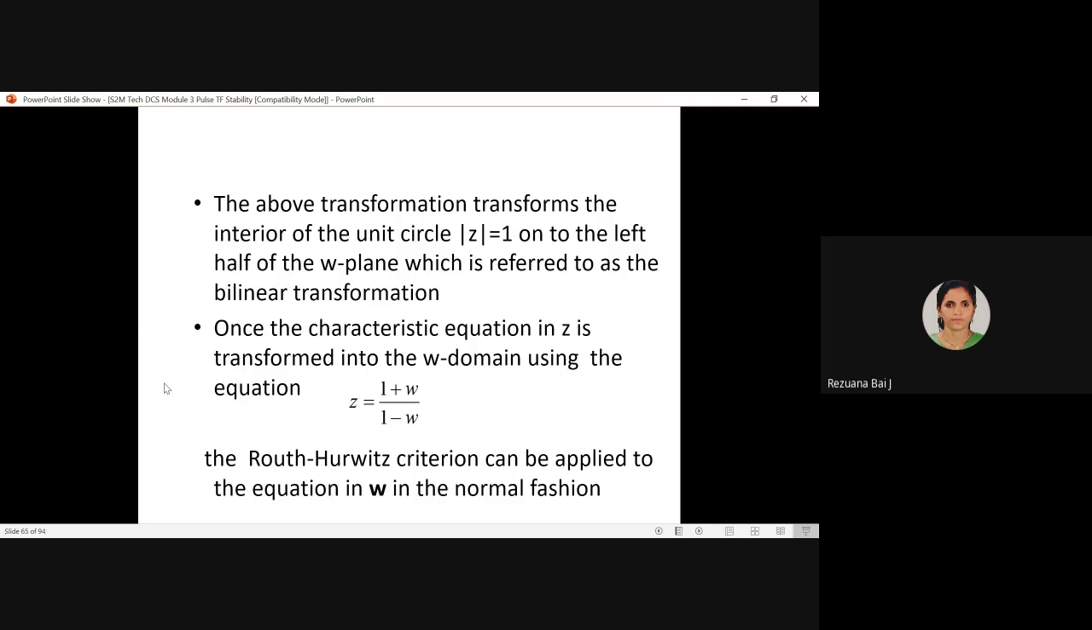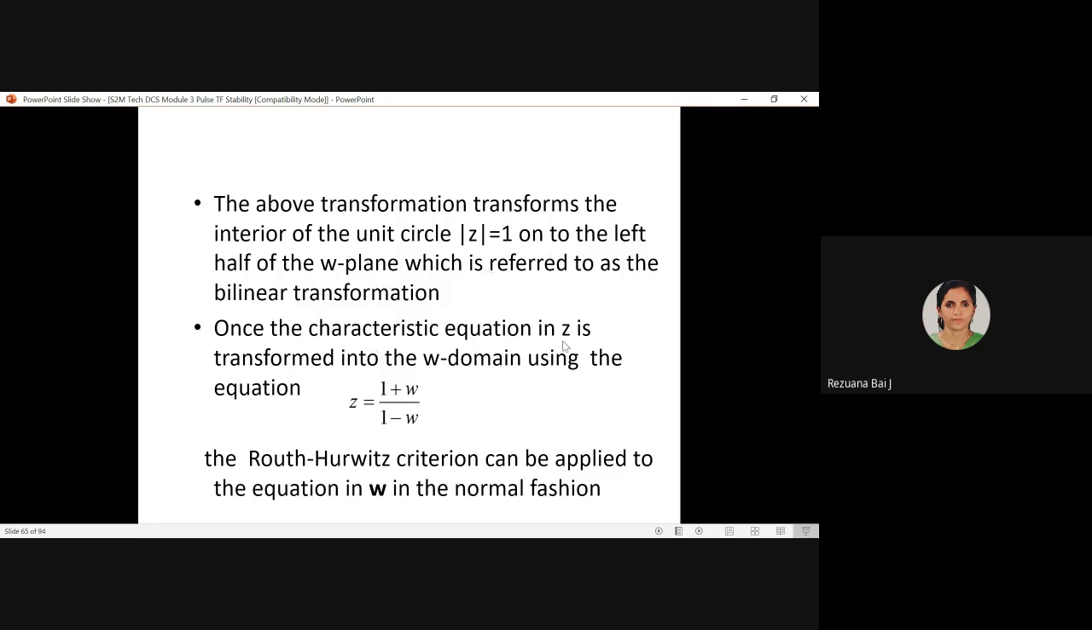So here, this is what I told you about: how you will do the Routh-Hurwitz. The above transformation transforms the interior of the unit circle, that is, mod z less than 1, onto the left half of the W plane, which is referred to as the bilinear transformation.